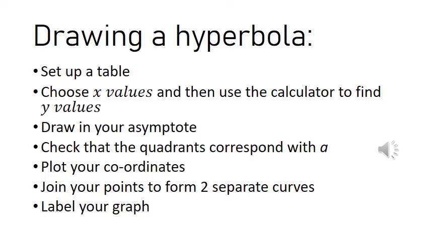From there, you're going to look at what your q value is. That will tell you where you're going to draw your asymptote. So your asymptote you're going to draw as a dotted line, and it will be a horizontal line that you would draw at whatever the value of q is.